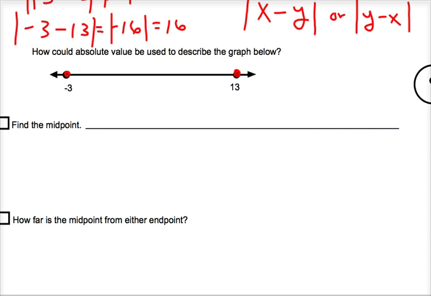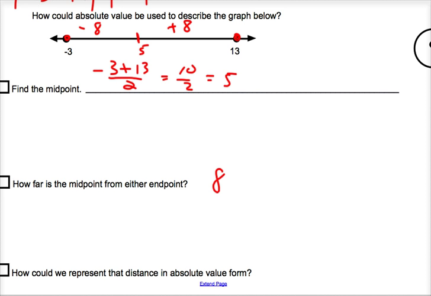You will find the midpoint first. And the quickest way to find a midpoint is basically to find the average. To find the average of these two numbers, you'd add them up and divide by 2. So you find the midpoint is 5. 5 is dead center. How far is the midpoint from either endpoint? Well, 5 is 8 away from 13, and 5 is also 8 away from -3. So what's the distance? It's 8. This is how an absolute value function is written that describes that situation.